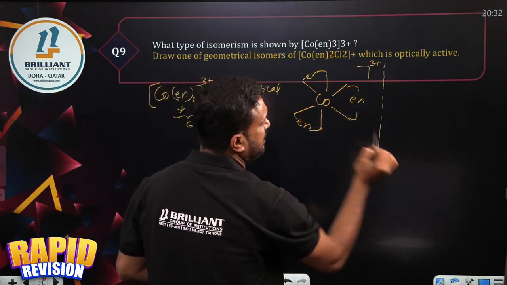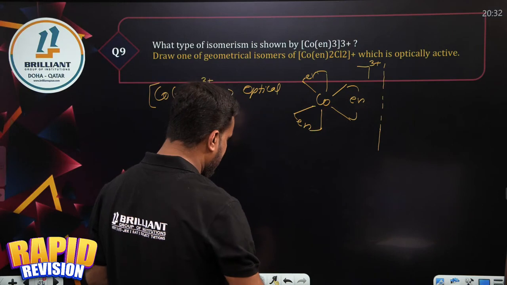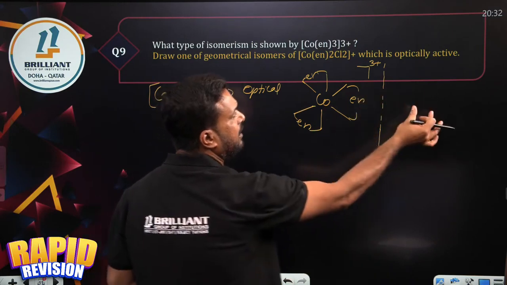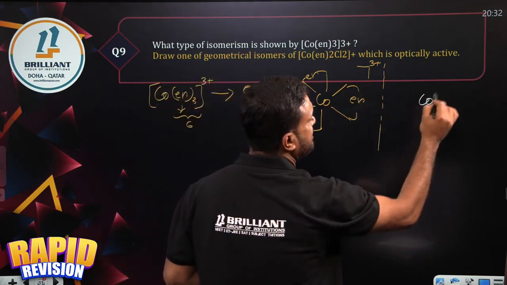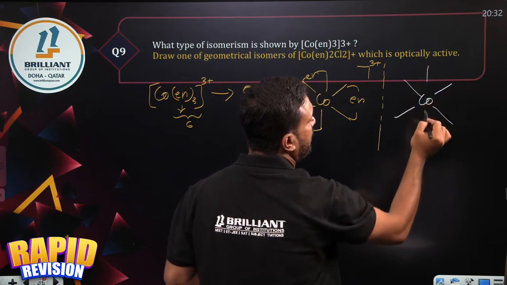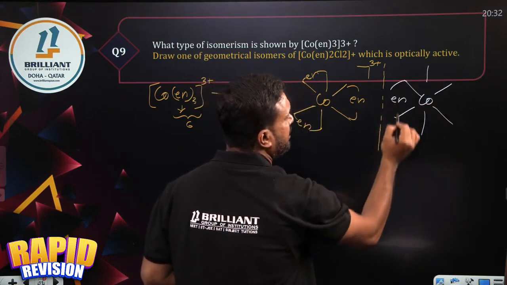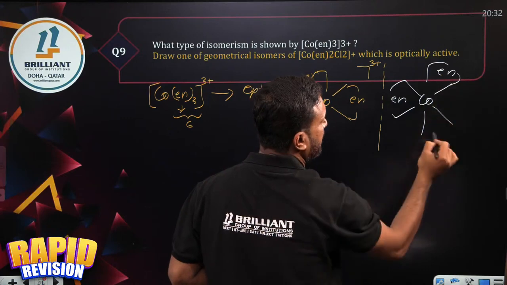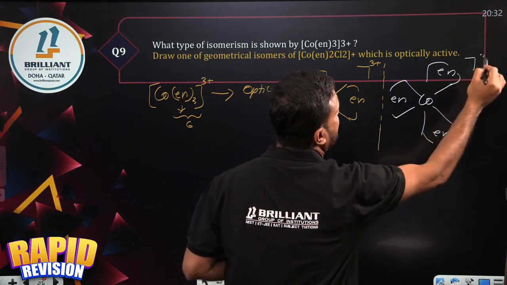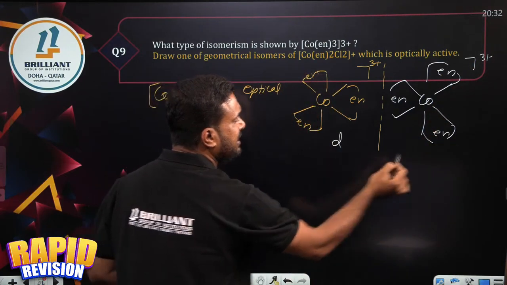You can take the mirror image. If a non-superimposable mirror image exists, you will get optical isomerism. So I'll write again the same Co: 1, 2, 3, 4, 5, 6. This en will come over here, this en will go over here, and this en over here, and the 3 plus we can write over here. If this is the D form, this is the L form.